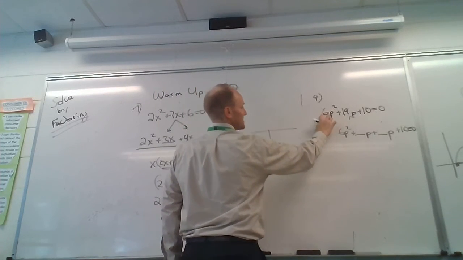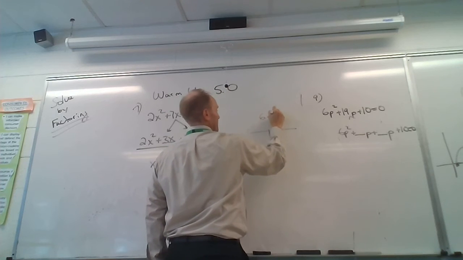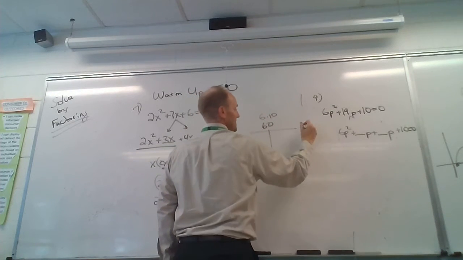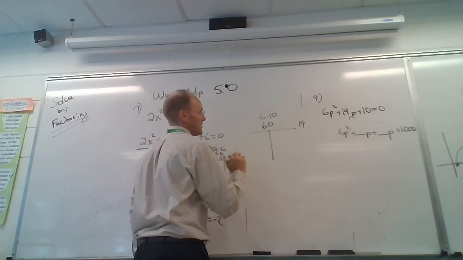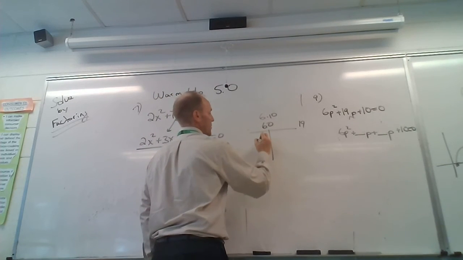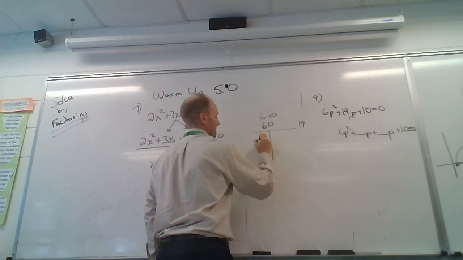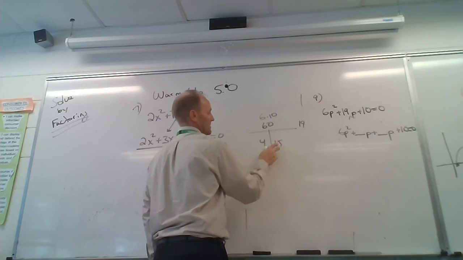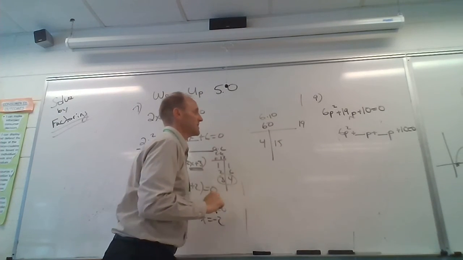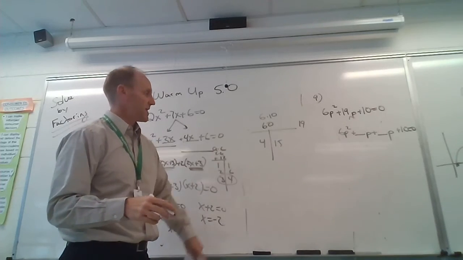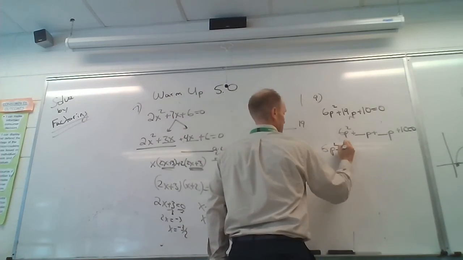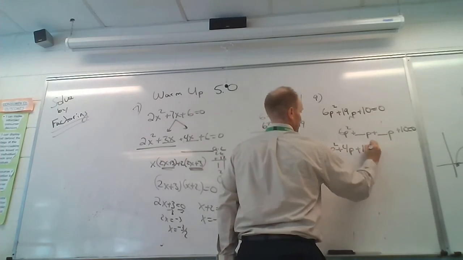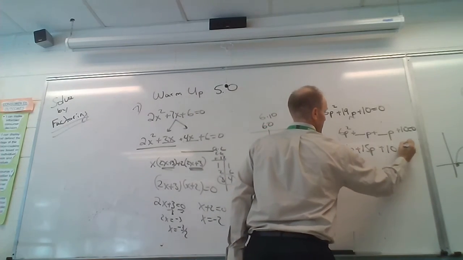So it multiplies to be 6 times 10, 60, and adds to be 19. I can do that in my head, I hope. Let's see, 15 and 4. Multiplies to be 60, adds to be 19. If you need to make your list, go ahead. Okay, so that's what goes here. So 6p squared plus 4p plus 15p plus 10 equals 0.